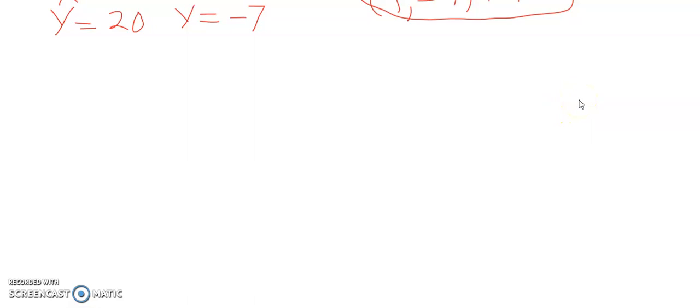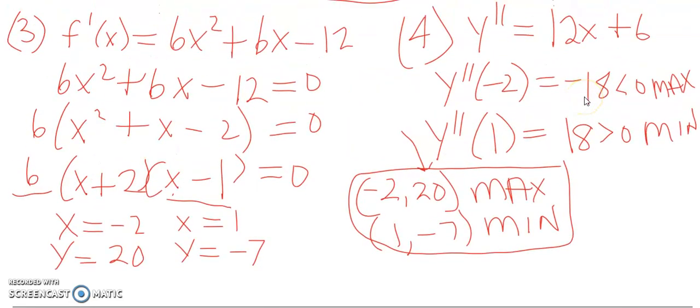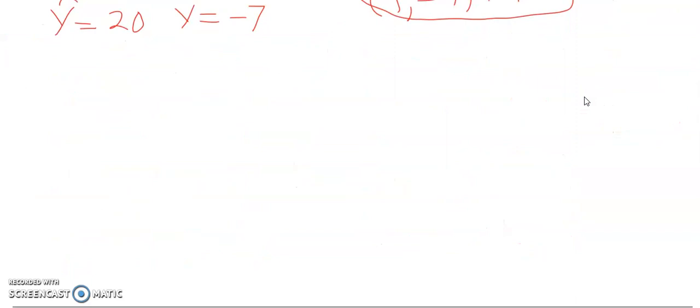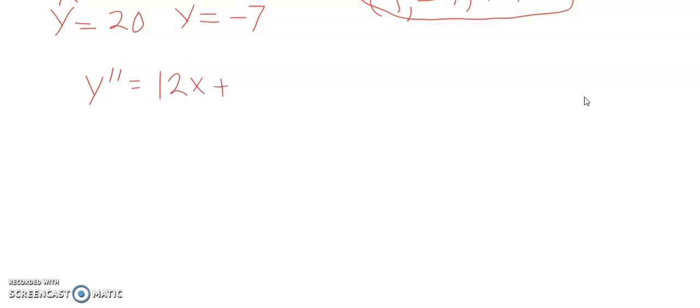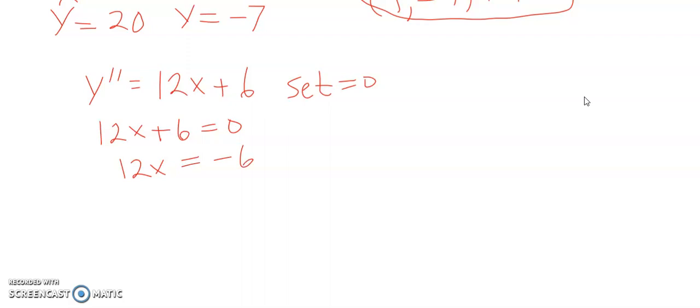What we have not yet done, let me just go back up and look at the second derivative, is 12x plus 6. So y double prime equals 12x plus 6. Now, if you want your point of inflection, remember, you set the second derivative equal to 0. So what you're going to end up with there is 12x plus 6 equals 0. 12x equals negative 6. Divide both sides by 12. And, ooh, look at this, you get a fraction. So x is actually equal to negative 1/2.